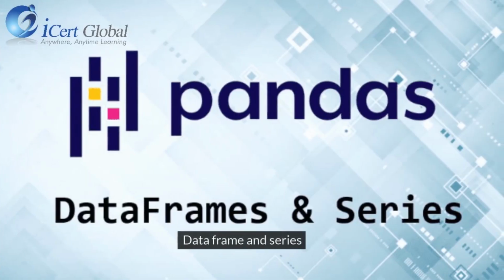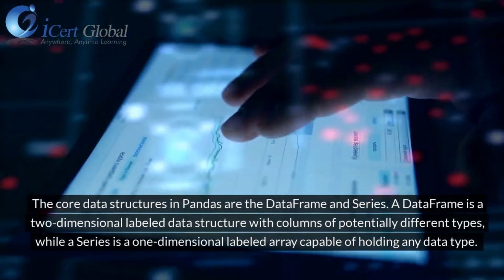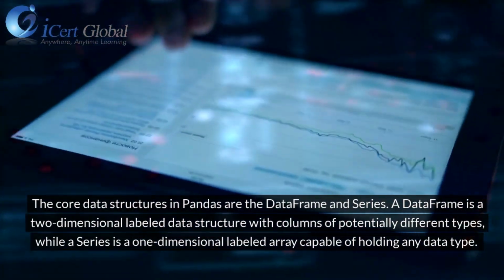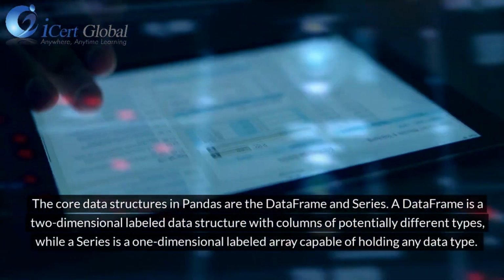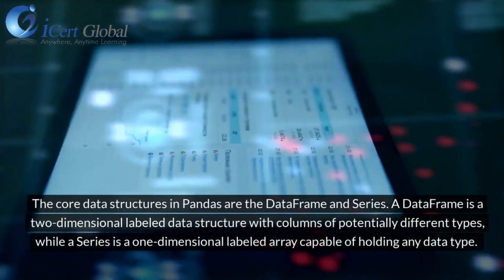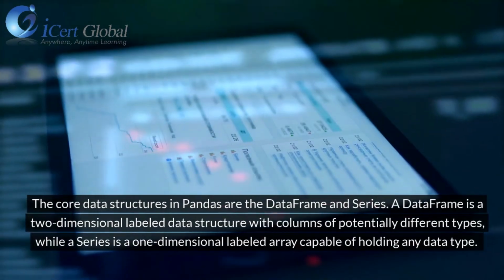Data frame and series. The core data structures in Pandas are the data frame and series. A data frame is a two-dimensional labeled data structure with columns of potentially different types, while a series is a one-dimensional labeled array capable of holding any data type.